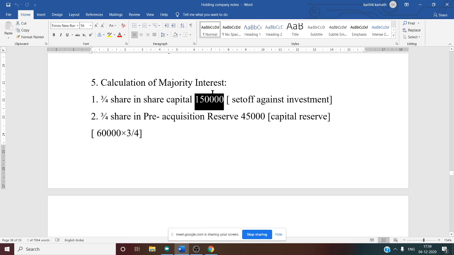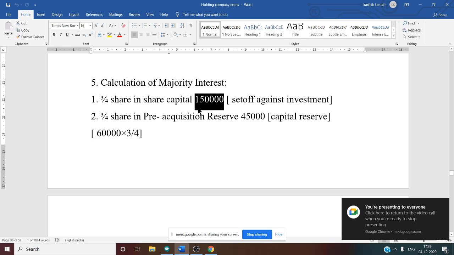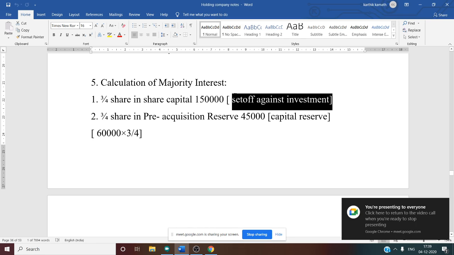So on this amount, we know the investment made by the holding company. That is also 1 lakh 50,000, and the actual amount available is also 1 lakh 50,000. So in this problem, there is no profit, no loss. That is why there is no goodwill and no capital reserve. So this answer you have to set off against investment. For this, a separate working note is there.